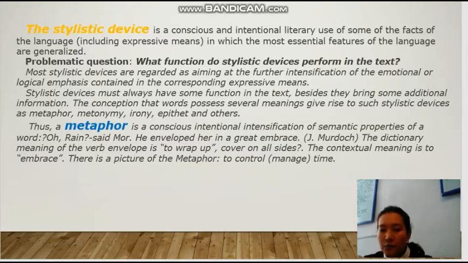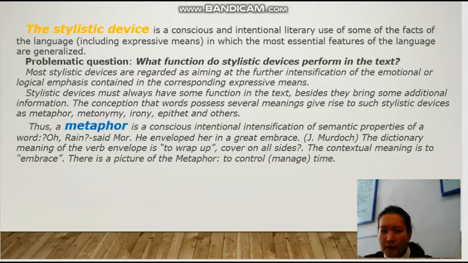The conception that words possess several meanings gives rise to such stylistic devices as metaphor, metonymy, irony, epithet, and others, which we use when we write commentaries on the text. Thus, a metaphor is a conscious, intentional intensification of semantic properties of a word.